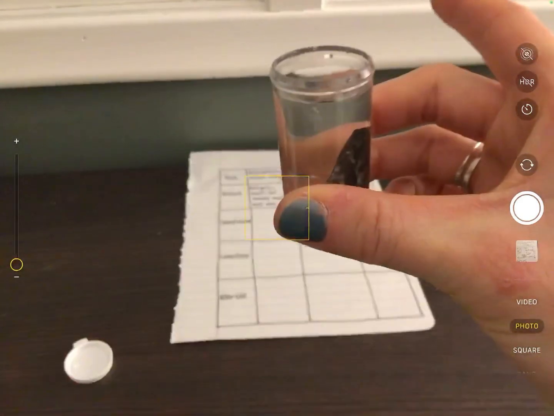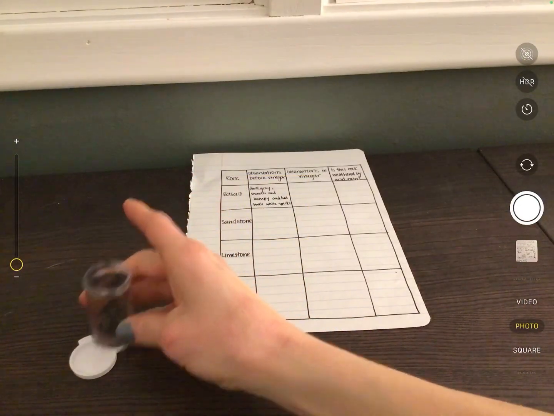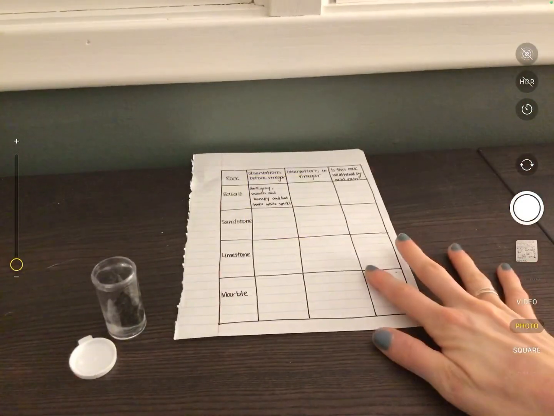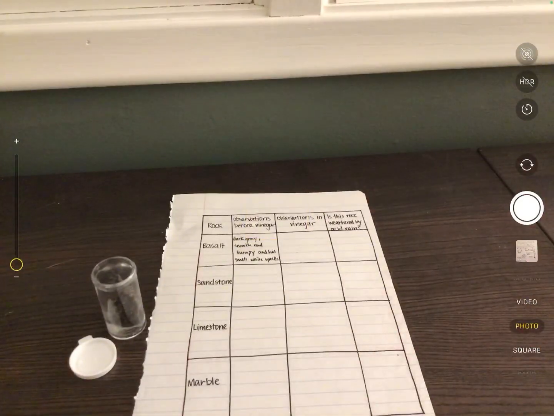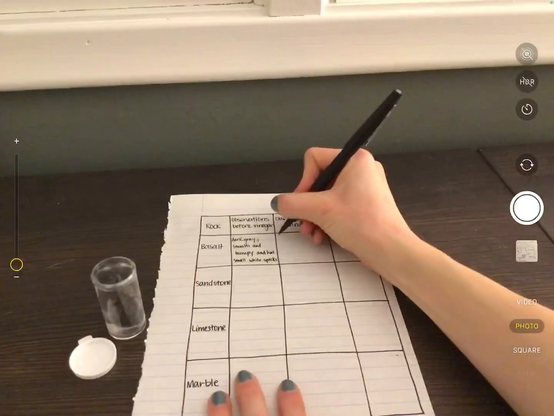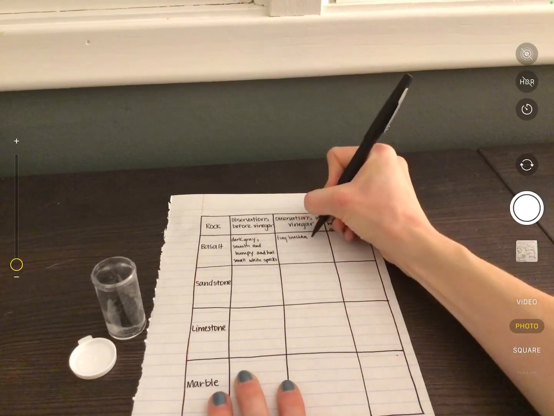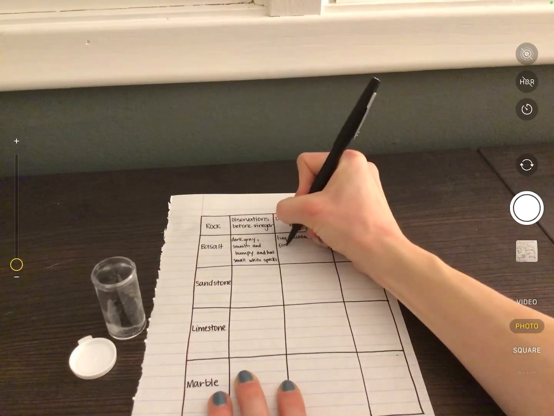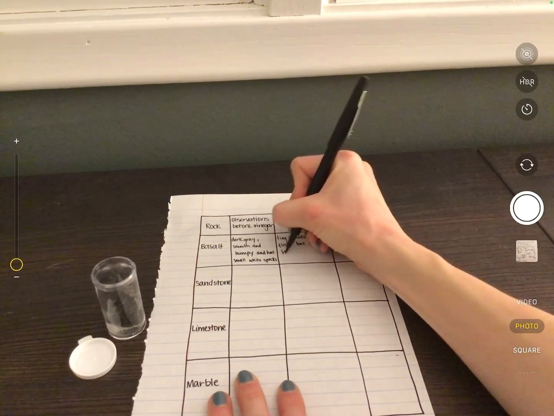All right. So I am going to set this off to the side for now, and I'm going to make some notes about what I observed when I put basalt in vinegar or acid rain. I noticed there were tiny bubbles at first, but then they slowed down.